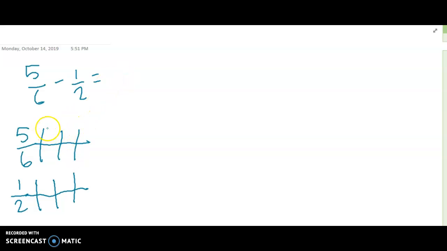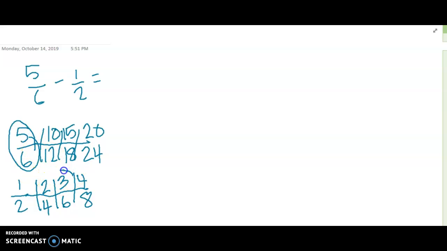Count by 5s: 5, 10, 15, 20. Count by 6s: 6, 12, 18, 24. Count by 1s: 1, 2, 3, 4. Count by 2s: 2, 4, 6, 8. So I'm going to look at both fractions, trying to find a common denominator. So I see a 6 here and a 6 here. It's always good when you can find that a fraction is already done because there's fewer steps to go through.